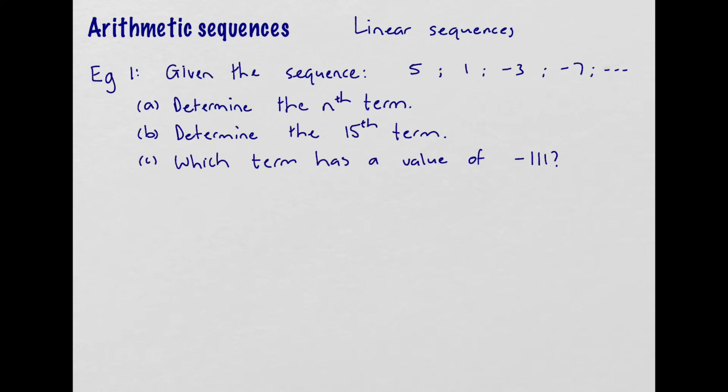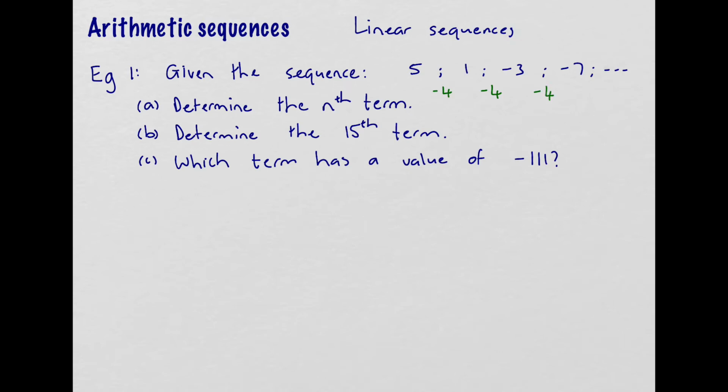Alright, so given the sequence 5, 1, -3, -7, and so on, A, determine the nth term, B, determine the 15th term, and C, which term has a value of -111. Alright, so the first thing we do is to see what the constant difference is. So to do that, we say term 2 minus term 1. So 1 minus 5 gives us -4. And then we say term 3 minus term 2. So -3 minus 1 is also -4. And then just to check that we're still getting -4, we're going to say -7 minus -3. That's -7 plus 3, which is also -4.